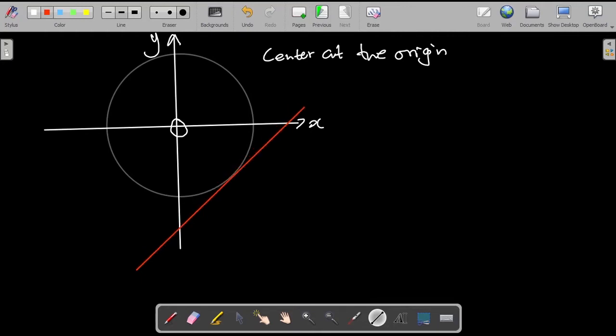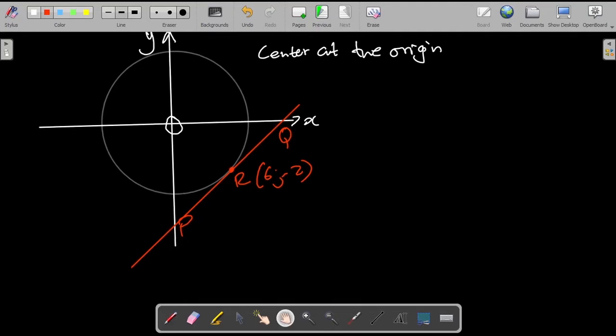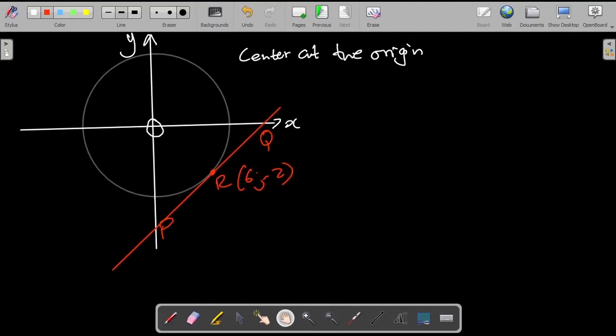And it's labeled as P, and then at the point of contact we have R, then we have Q somewhere there, right? And we have this R given to us as (6, -2). And I have two questions. I just basically extracted two questions. And the first one says, what is the equation of the circle?